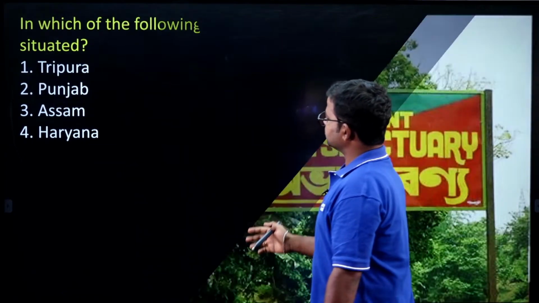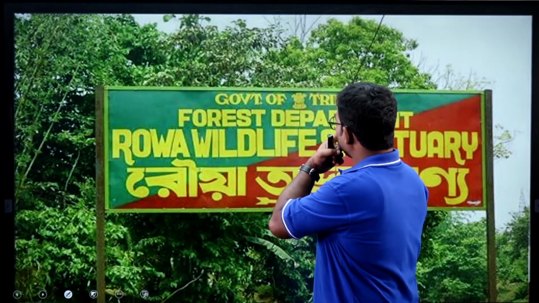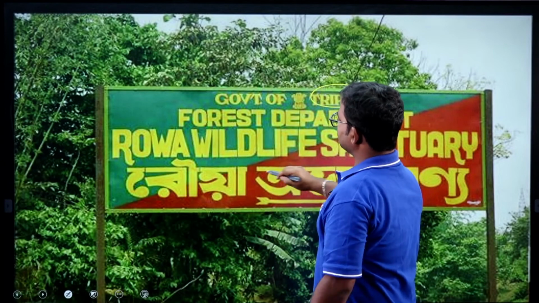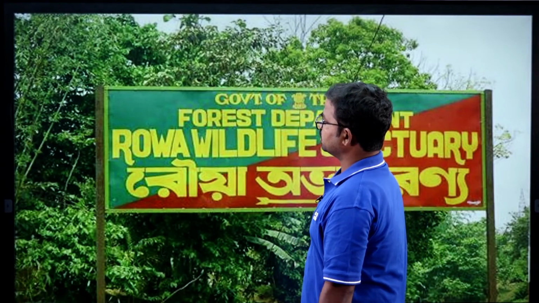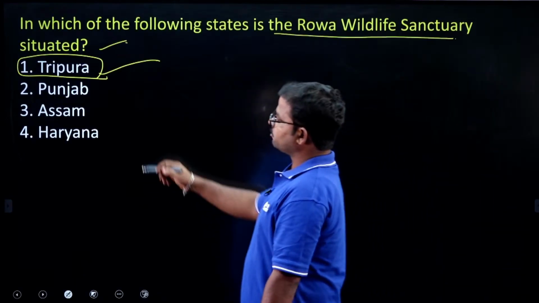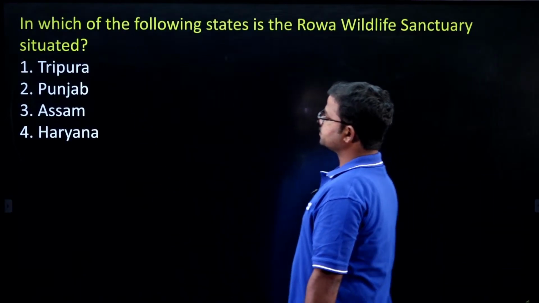So mostly we observe it in the region of Tripura. Roa Wildlife Sanctuary is majorly located in that location. So that's why we have to consider option 1 as the right answer. Next one.